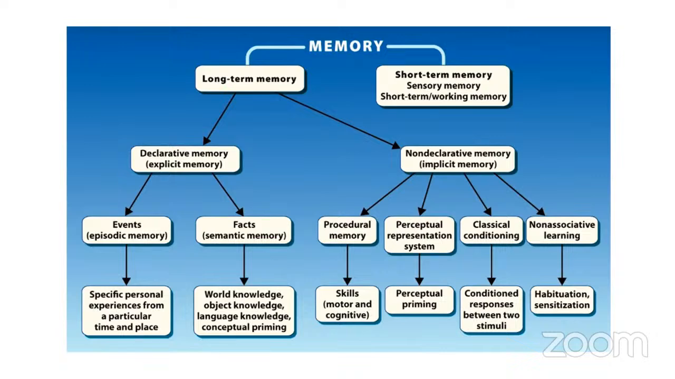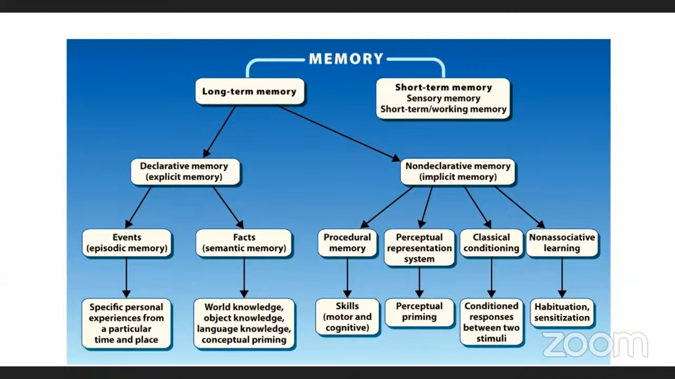So when you have to do something, you have to encode the memory, store the memory, and retrieve the memory. These are the various aspects that will happen.